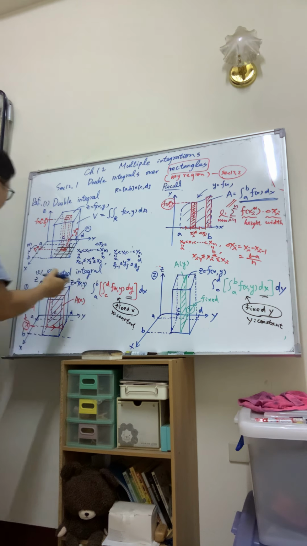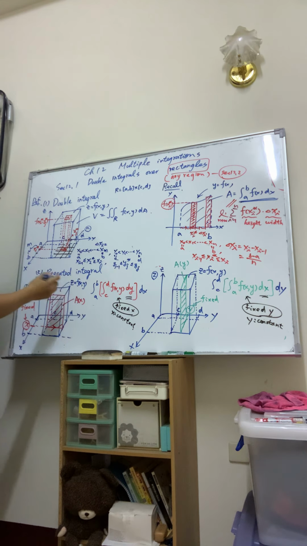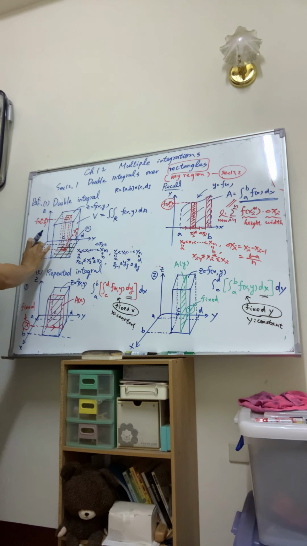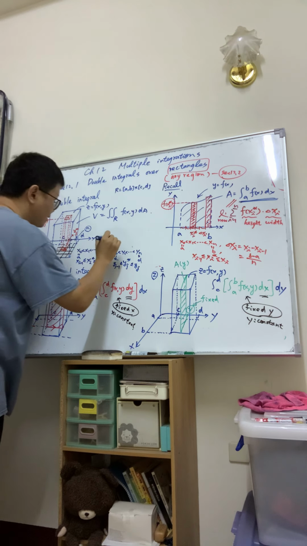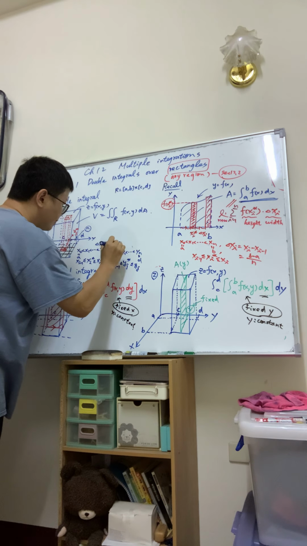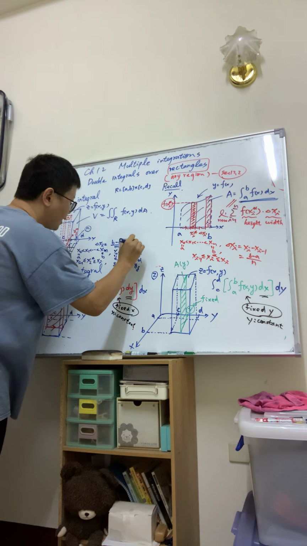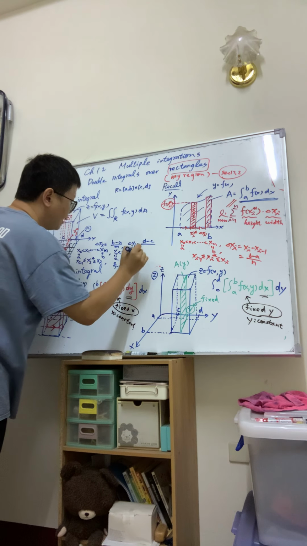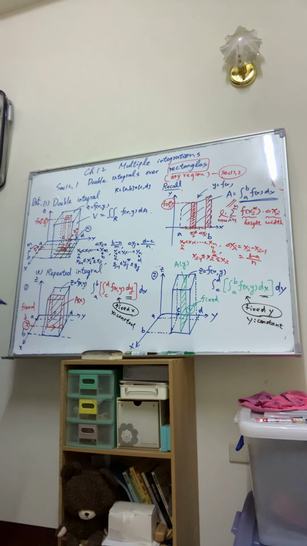So delta xi is the difference, and the total length is b subtract a, but we should divide by n, so it's (b − a)/n. And delta yj, the total length is d subtract c, and then we should divide by n.